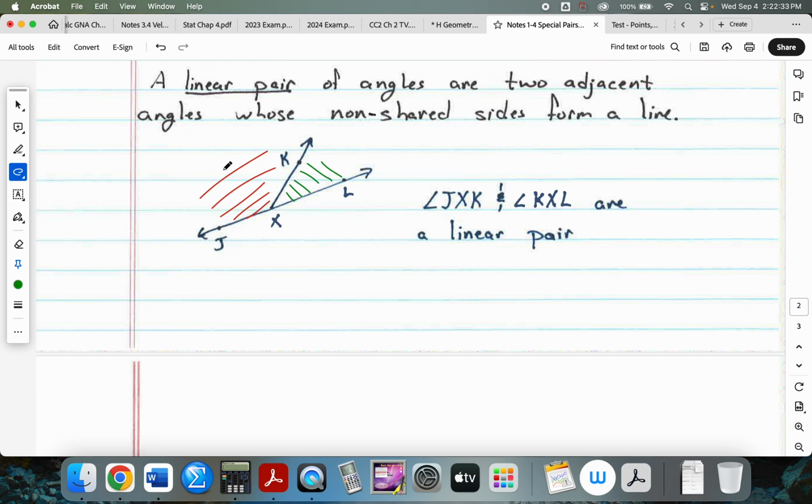Now, what else do we know about these two angles? Think about that for just a second. What's the measure of angle JXL, this straight angle? 180. So what do these two angles' measures add up to? 180. So they are what kind of angles? They're supplementary. Turns out that linear pairs are always supplementary. But not all supplementary angles are linear pairs. It only works in one direction.